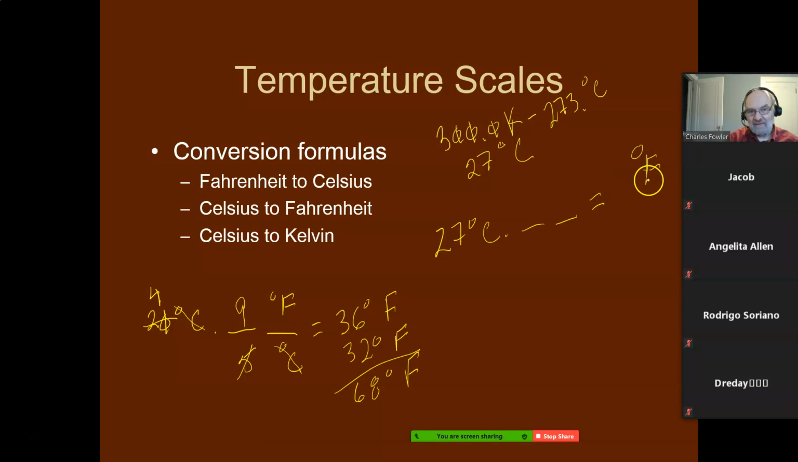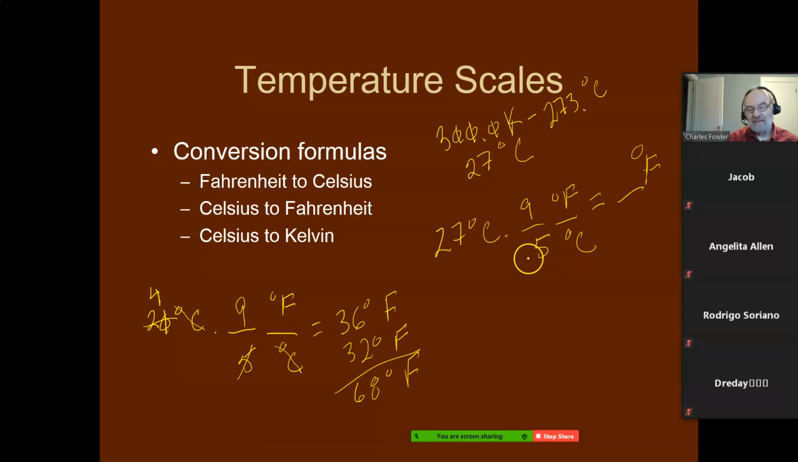Okay, number of degrees Fahrenheit above freezing. So you're going to need to have your degrees Fahrenheit here, degrees Celsius down here, and you know that ratio. Good old Dolly Parton, 9 to 5. Okay, 9 degrees Fahrenheit is the same as 5 degrees Celsius.